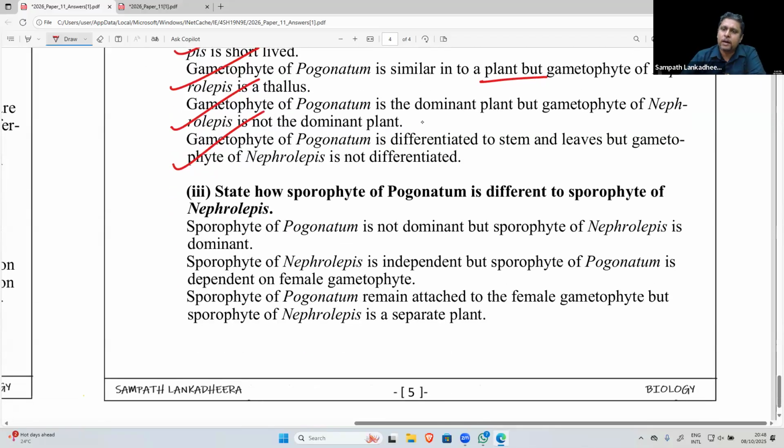State how the sporophyte of Pogonatum is different to the sporophyte of Nephrolepis. Now, how the sporophytes are different. The sporophyte of Pogonatum is not dominant, but it is dominant in Nephrolepis. The sporophyte of Nephrolepis is an independent sporophyte. Pogonatum depends on the female gametophyte. The sporophyte of Pogonatum remains attached to the female gametophyte, but the sporophyte of Nephrolepis is a separate plant.